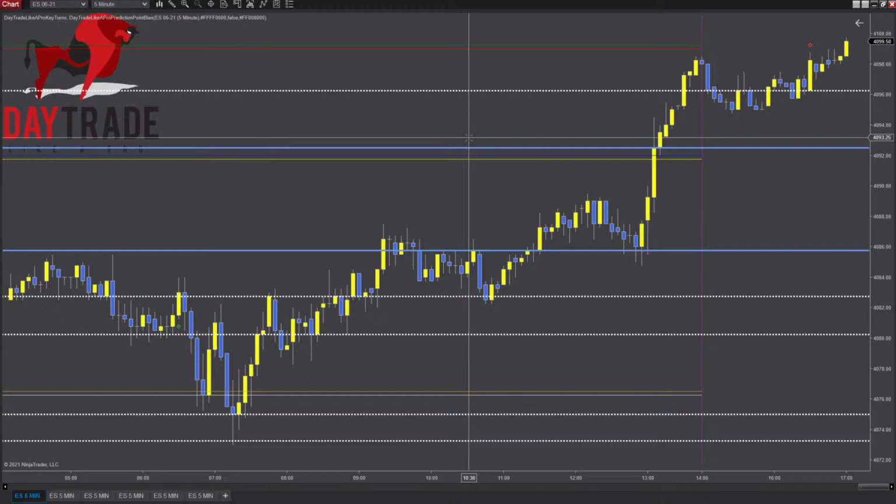So there you have it. There's the wrap up for today. We'll be back here in the morning. We'll do the pre-market walkthrough, and we will see how things play out overnight here. And again, probably not done going higher for right now.